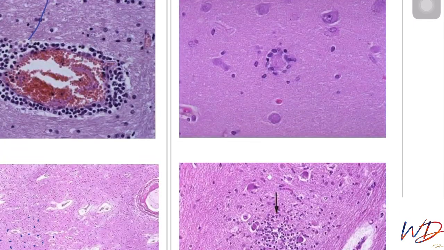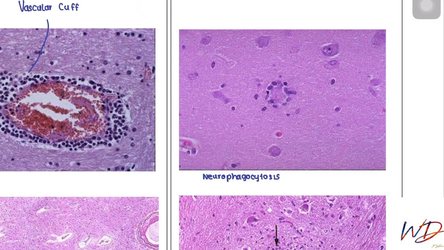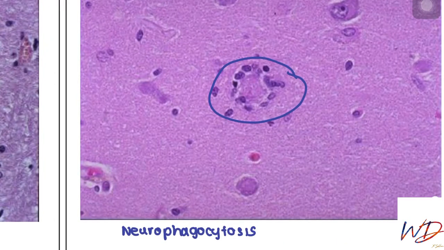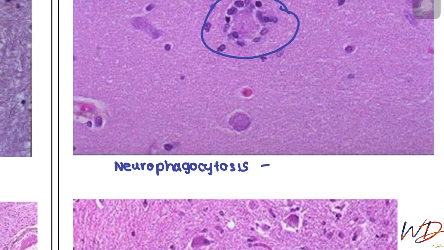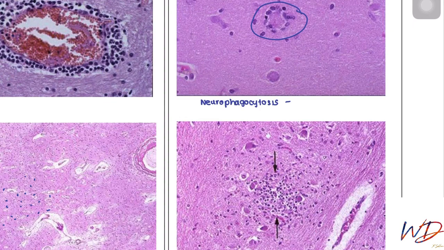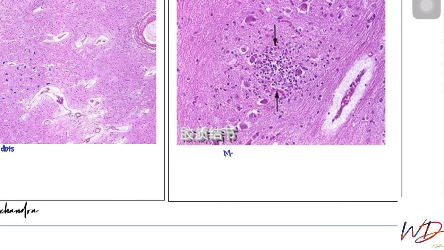Next, we have neurophagocytosis. What is that? There's going to be destruction, neuronal destruction by the glial cells. Glial cells are the macrophages of the nervous system. Neurophagocytosis. And finally, we have microglial nodules. Like I said, glial cells are the macrophages of the nervous system.